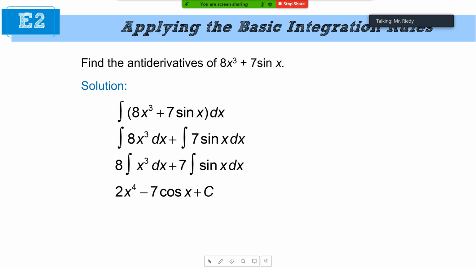So here's my solution. And I broke it down into a whole bunch of different steps. However, you probably, as you get better at this, won't have to do this, but the rule is the same. The antiderivative of 8x cubed is the same thing as 8 times the antiderivative of x cubed. The antiderivative of 7 sine x is the same thing as 7 times the antiderivative of sine of x.